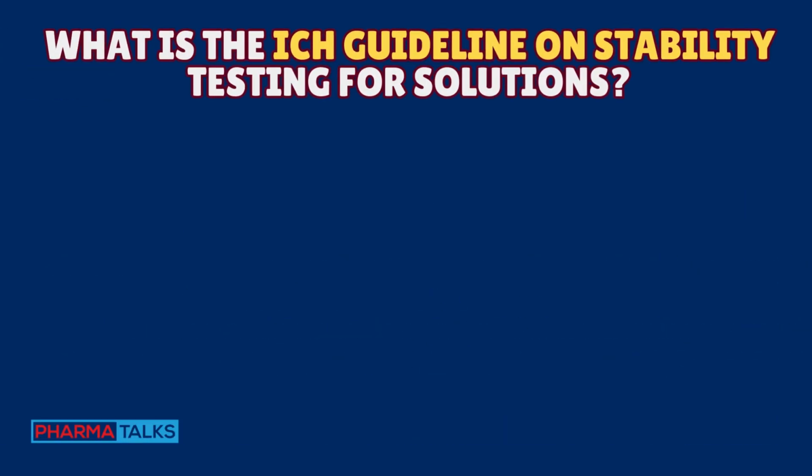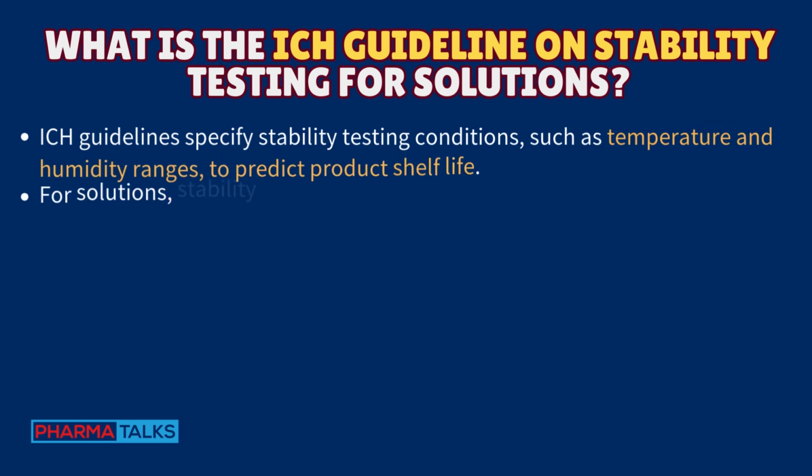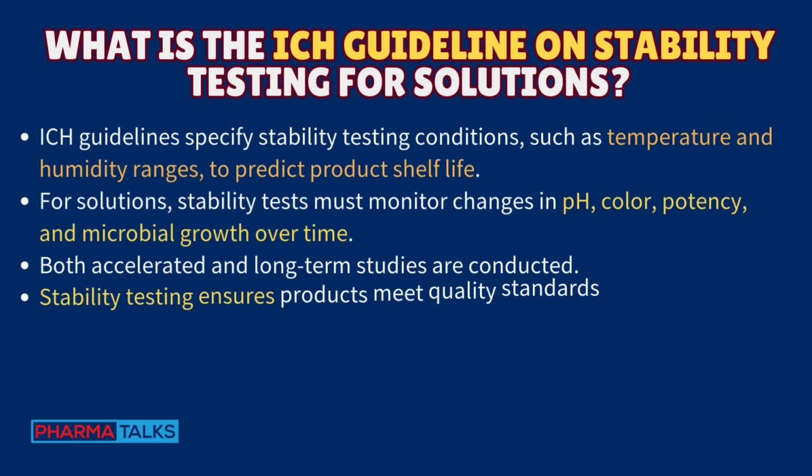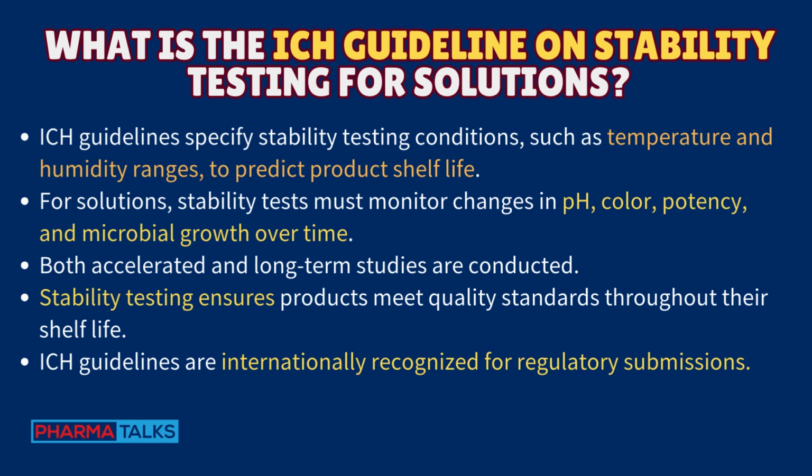What is the ICH guideline on stability testing for solutions? ICH guidelines specify stability testing conditions, such as temperature and humidity ranges, to predict product shelf life. For solutions, stability tests must monitor changes in pH, color, potency, and microbial growth over time. Both accelerated and long-term studies are conducted. Stability testing ensures products meet quality standards throughout their shelf life. ICH guidelines are internationally recognized for regulatory submissions.